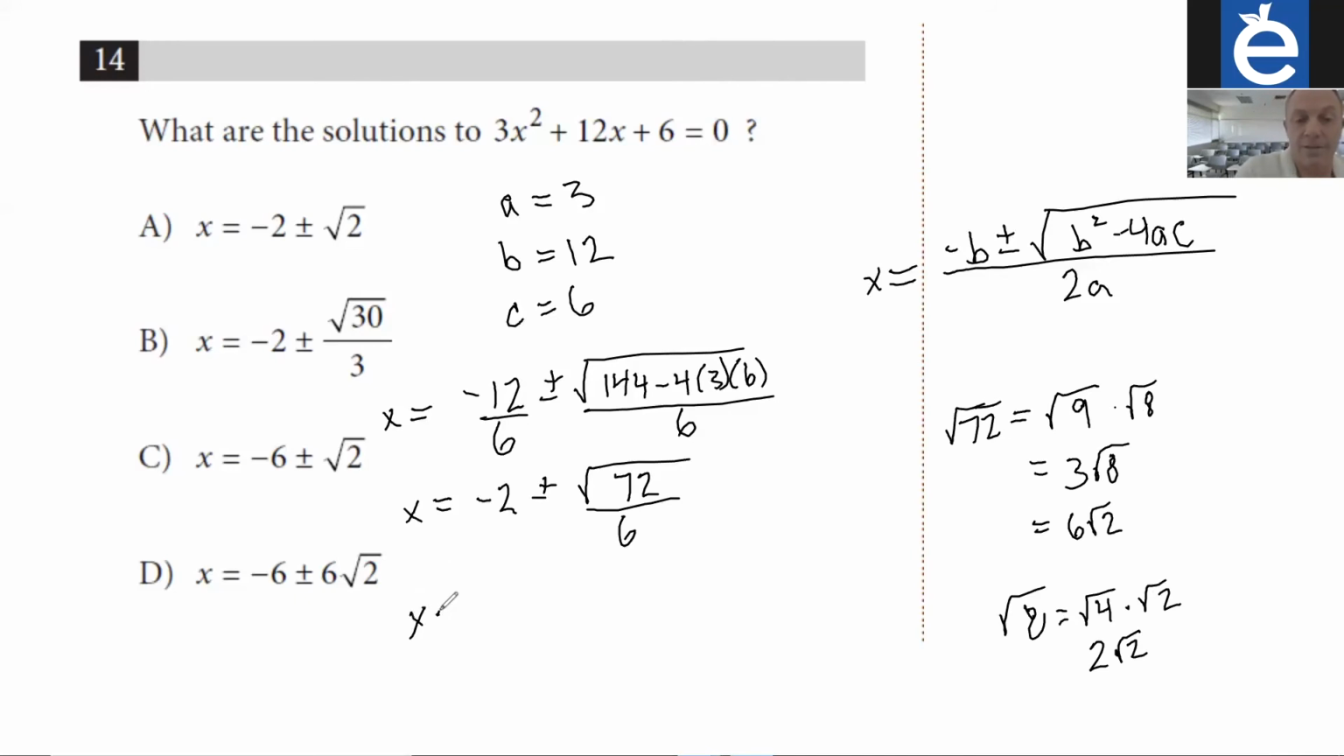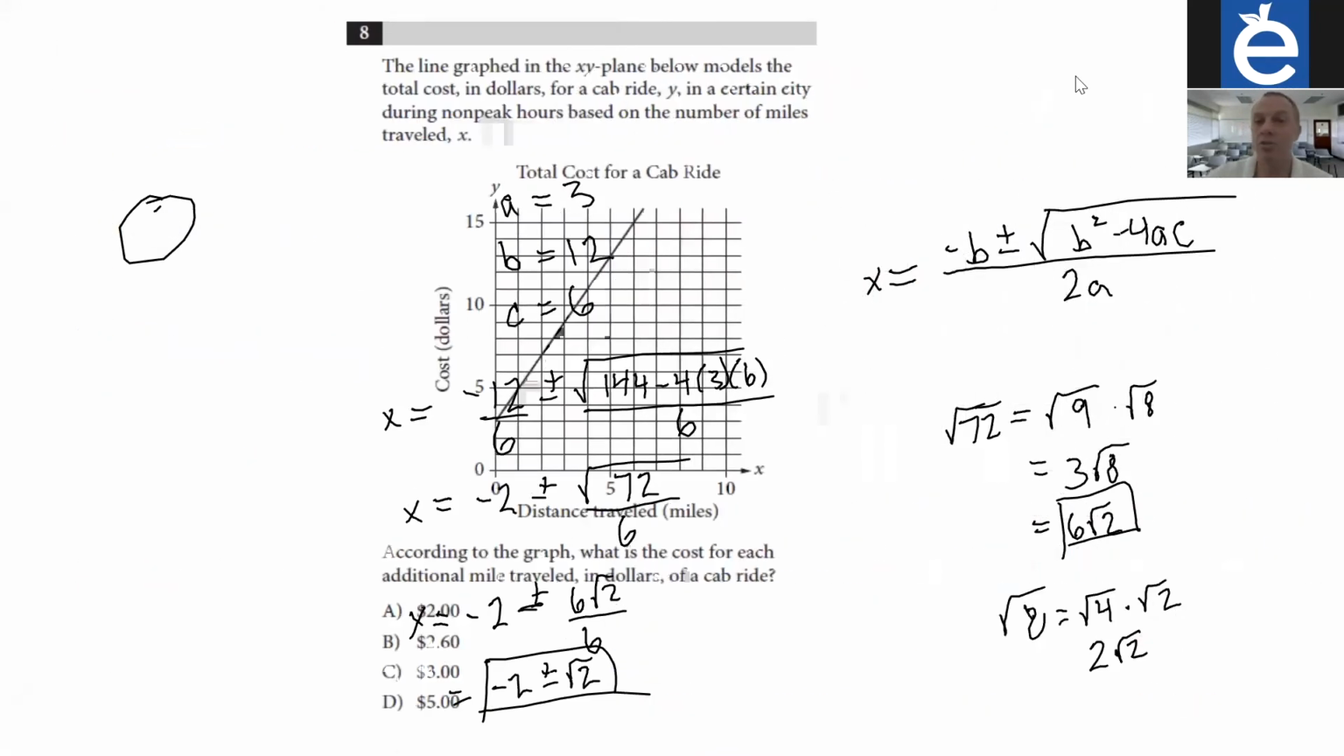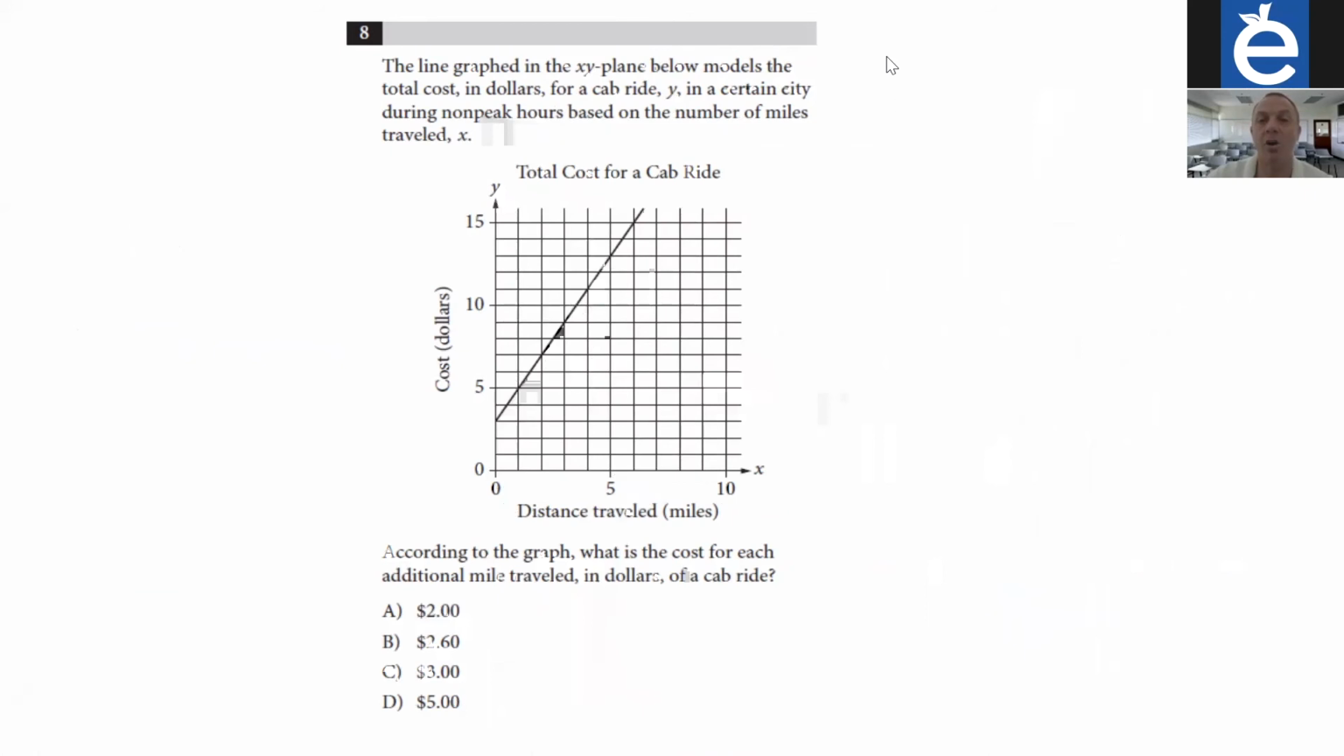So, just to finish, x is negative 2 plus or minus 6 rad 2 over 6, which is negative 2 plus or minus rad 2, answer A. Okay? Any of these we could talk about. I can answer any questions. And then we can also do other types of questions. It doesn't have to be all these polynomials and whatnot, so we can do a couple of these.